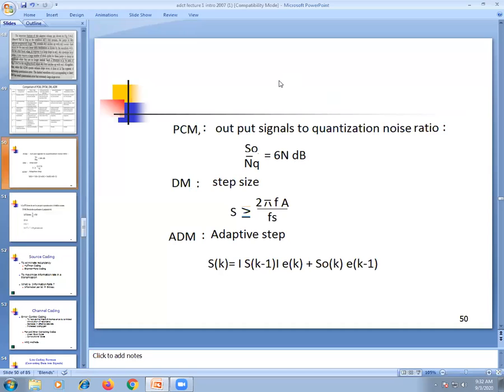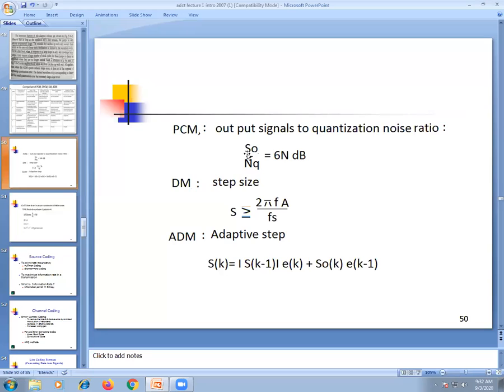So 48 minus 30 is 18 dB is the dynamic range. Now the dynamic range depends upon the N value. The dynamic range is nothing but the difference of S0 by NQ from 30 dB. 30 dB is the allowable signal quality. The difference of the S0 by NQ from 30 dB is nothing but the dynamic range.